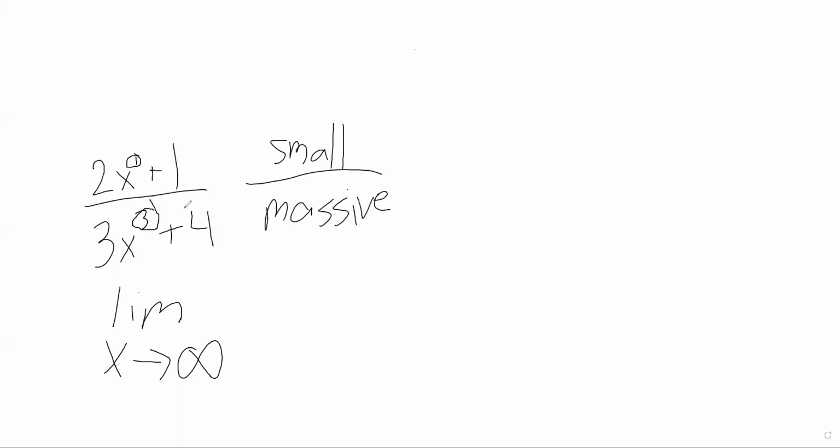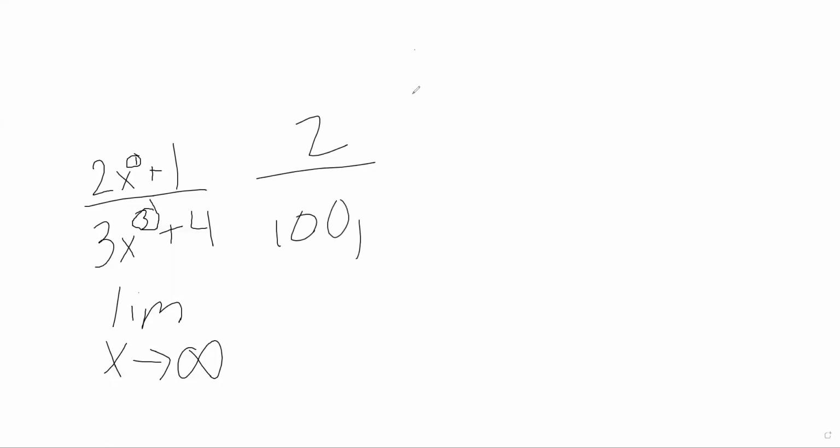Because you see, if you're plugging in infinity for the x that's being raised to the 3rd power, it's just going to be so much more massive than whatever this value is, because it's only being raised to the 1st power. So you have a really small number over a massive number. So think about it. If I gave you something like 2 over 100,000, whatever that decimal is going to be, it's going to be like 0.000 whatever.